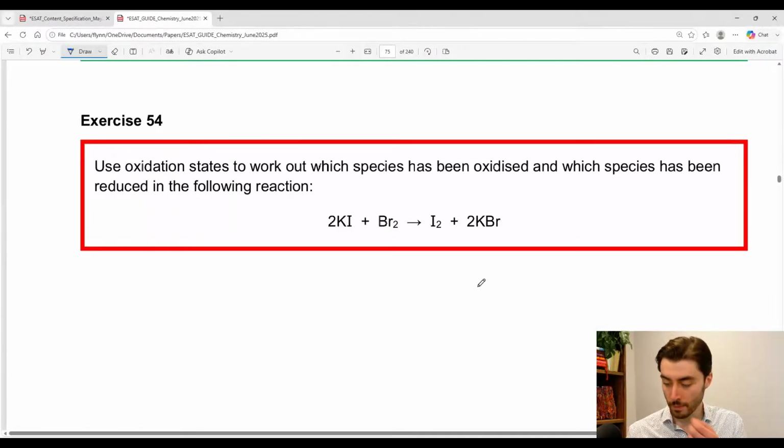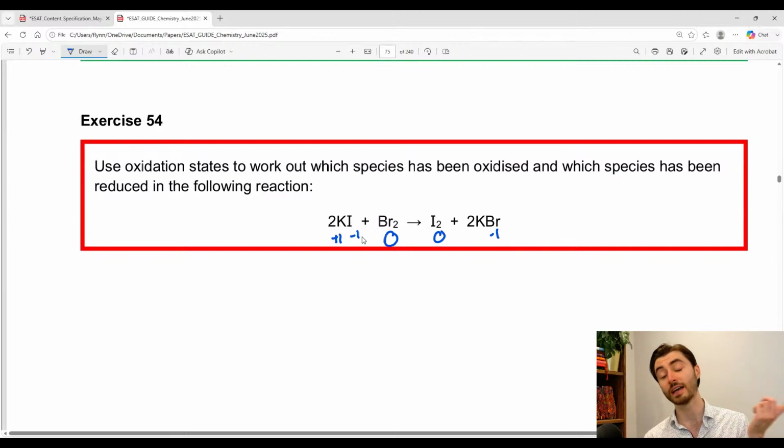Use oxidation states. Remember that if it's an element, the oxidation state is 0. And if it's an ion, it's what you think it is. So K is +1, I is -1. Here, I goes to 0, bromine goes to -1. So here, iodide has lost an electron. OIL RIG: iodide has been oxidized to iodine. Bromine has been reduced to bromide, Br-.